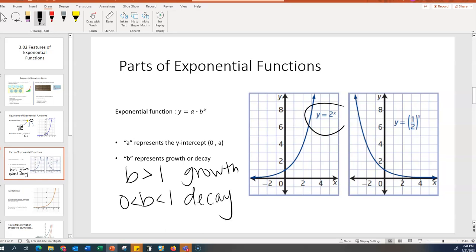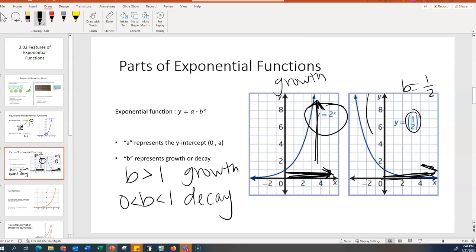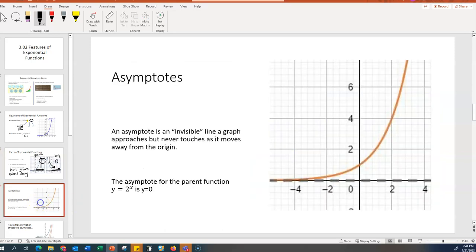So for instance, our parent function 2 to the x is a growth function. As our x values down here are increasing, our y values are also increasing. This one, b, is 1/2, which is between 0 and 1. So as our x values are increasing, you can see that the y values are decreasing.